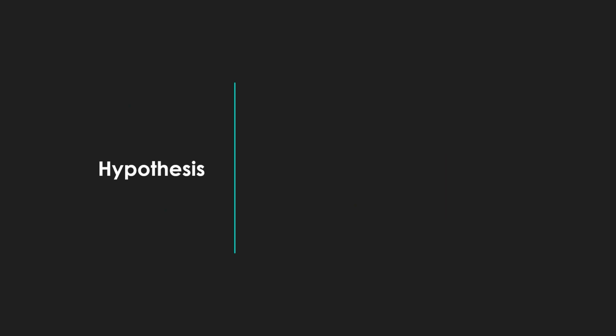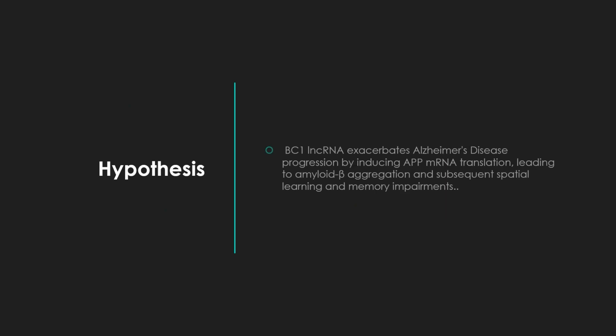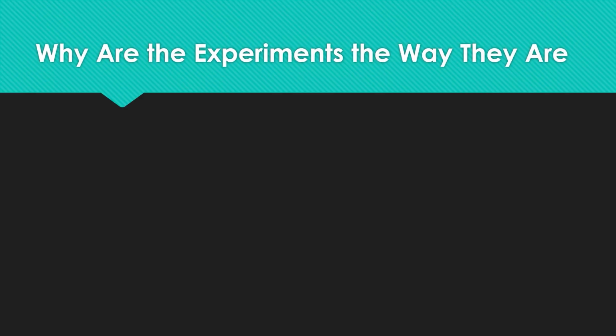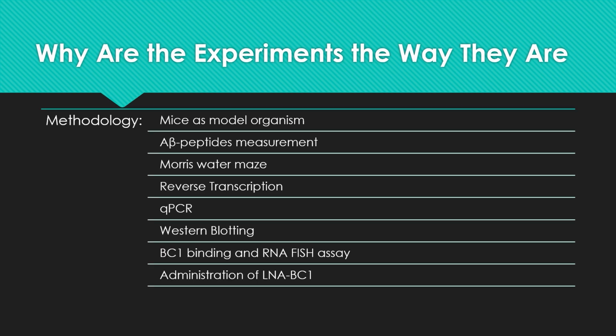In this study, the main hypothesis to answer is BC1 long non-coding RNA exacerbates Alzheimer's disease progression by inducing APP mRNA translation, leading to amyloid beta aggregation and subsequent spatial learning and memory impairments. So, how do we go about testing and measuring and actually getting the results? Here is the chosen methodology for the study.